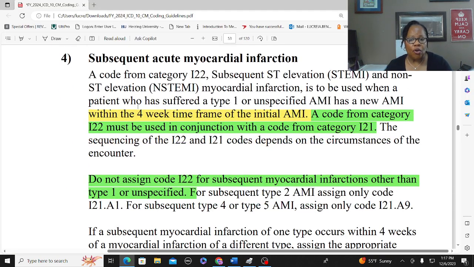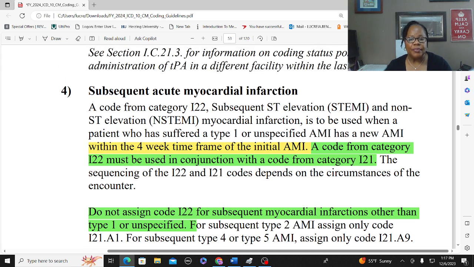A code from category I22, subsequent ST elevation (which is a STEMI) and non-ST elevation (NSTEMI) myocardial infarction, is to be used when a patient who has suffered a type 1 or unspecified acute myocardial infarction has a new acute myocardial infarction within the 4-week time frame of the initial. This is a heart attack on top of another heart attack.